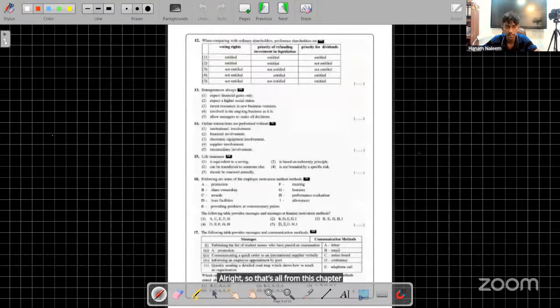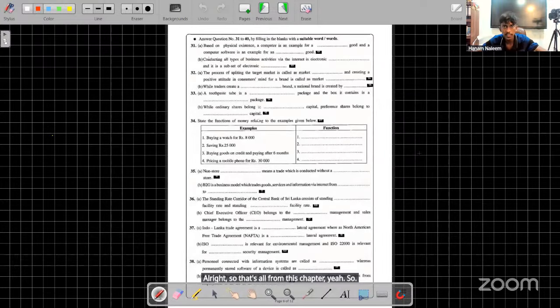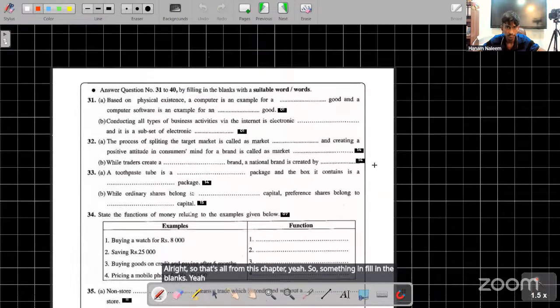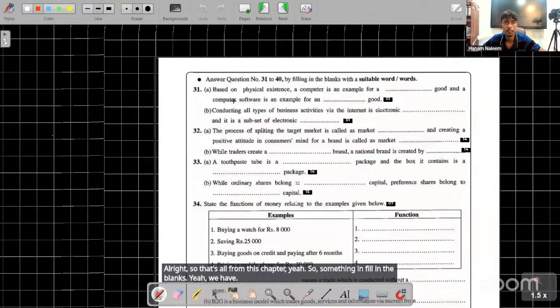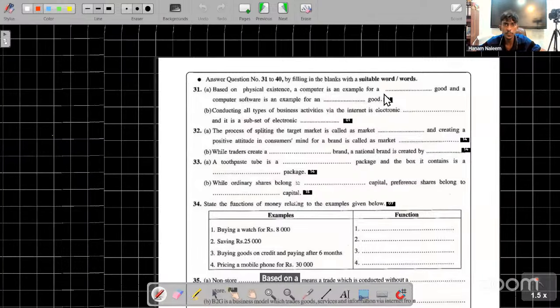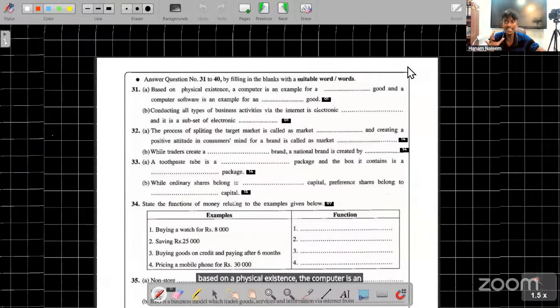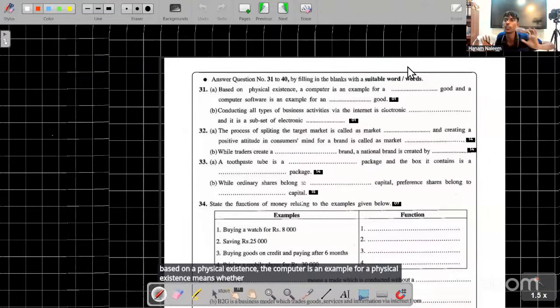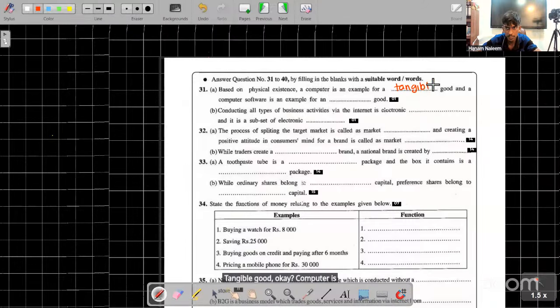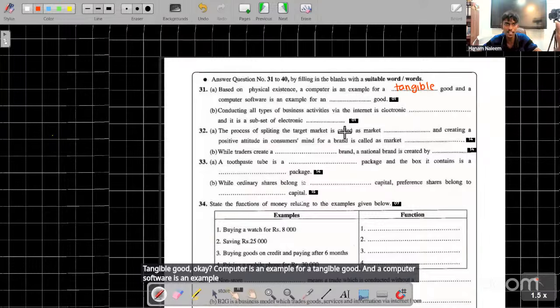Yeah, so now something in fill in the blanks. Based on physical existence, a computer is an example for... physical existence means whether you can touch it or not. A computer is an example for a tangible good. And a computer software is an example for... if the first is tangible, obviously the second one should be intangible. Wait, I'll come to that point. I'll finish filling the blanks and go.